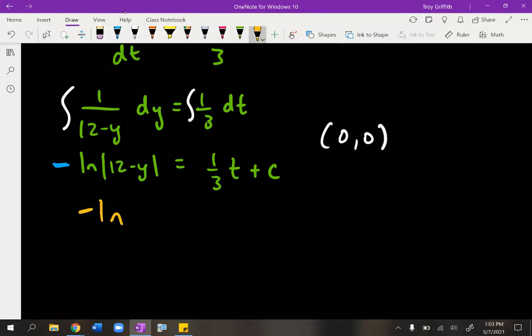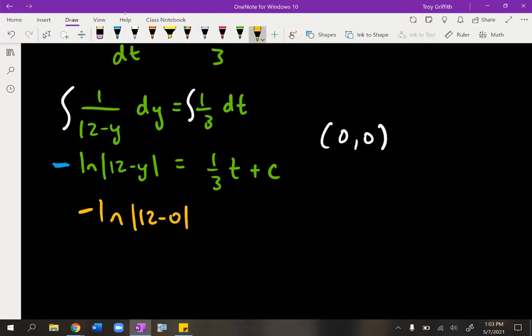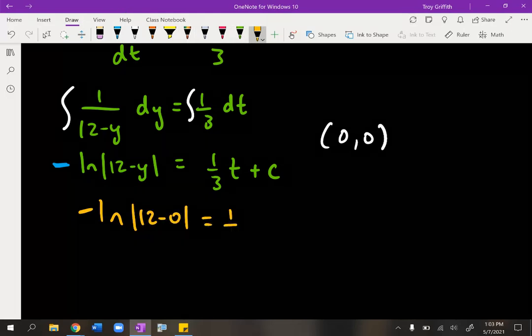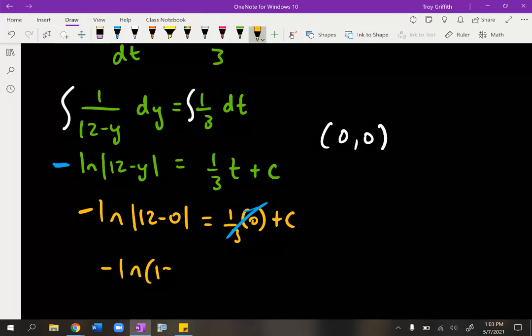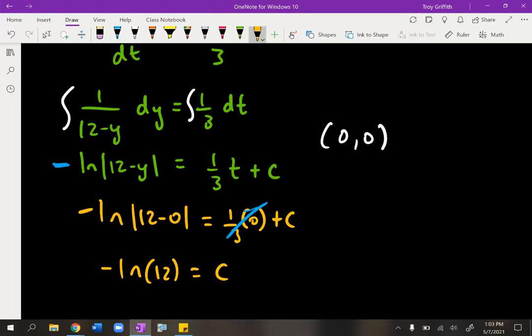So it's going to be negative natural log of the absolute value of 12 minus 0 is equal to 1/3 times 0 plus c. Okay, 0 times anything is 0. So when I finish here, I get the negative natural log of the absolute value of 12 minus 0, which is just 12. Okay, so here is my c value.